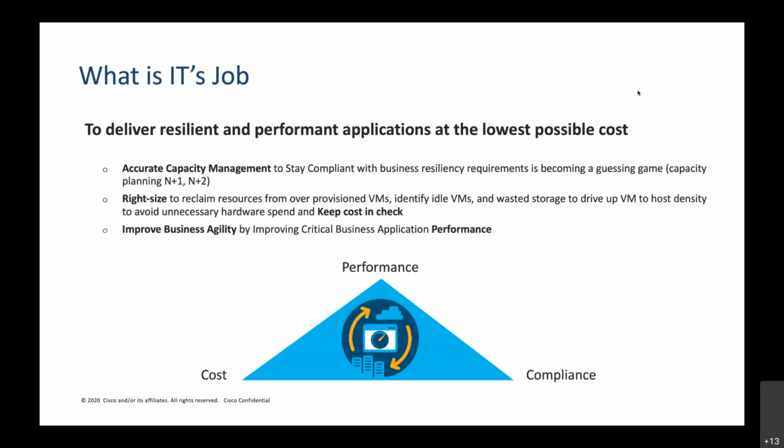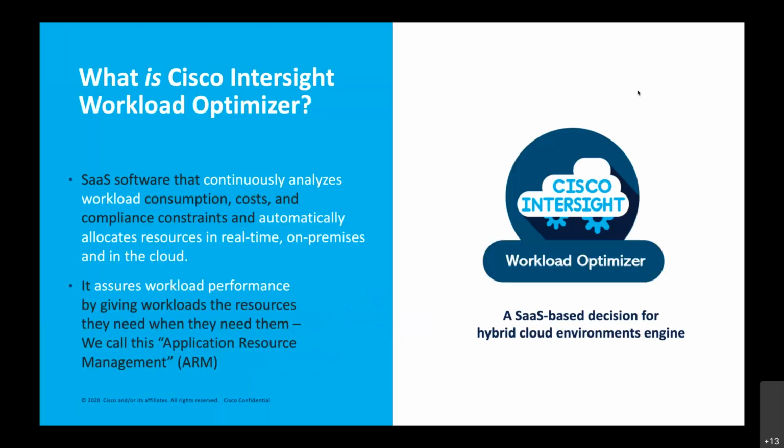And with all that, the whole goal was to improve business agility, because the agility of the companies doing business relies on the performance of the business critical application. And that's pretty much what Intersight Workload Optimizer, or IWO, does for you. It's SaaS software. We deliver it in a SaaS format. It continuously analyzes the workloads and looks at the cost of running those workloads and the compliance constraints.